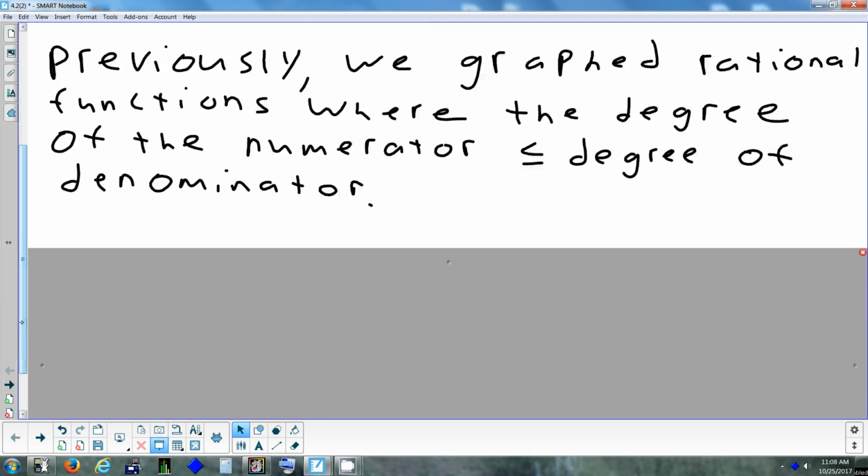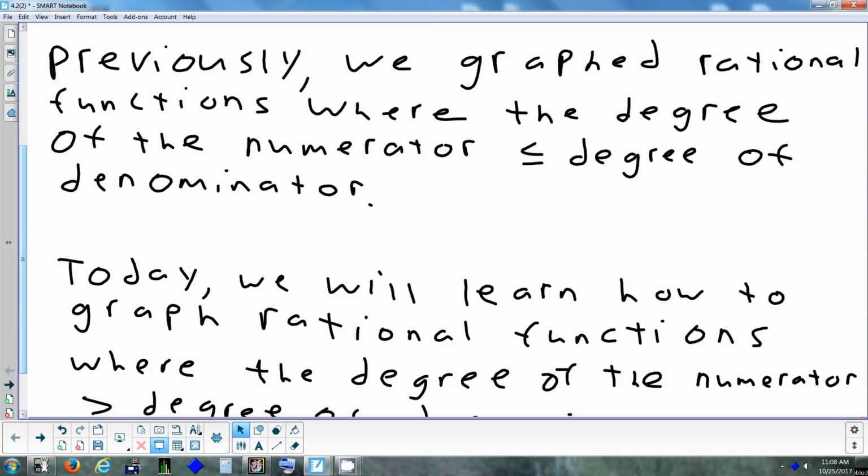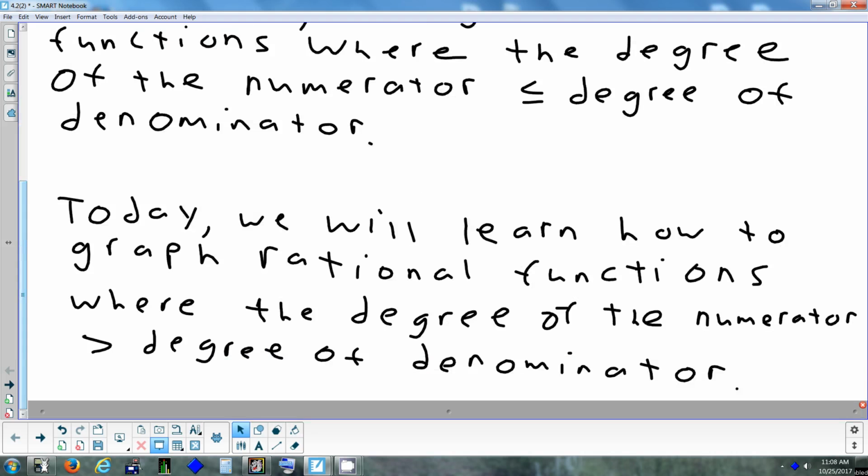The next step would be, what if the degree in the numerator was bigger? And that's what we're going to look at today. So now the degree in the top is going to be bigger than what's in the bottom.